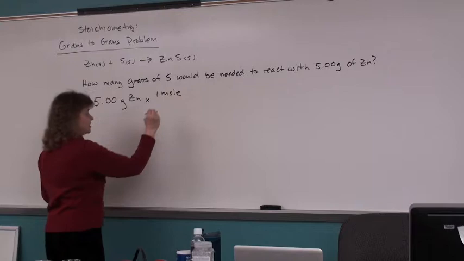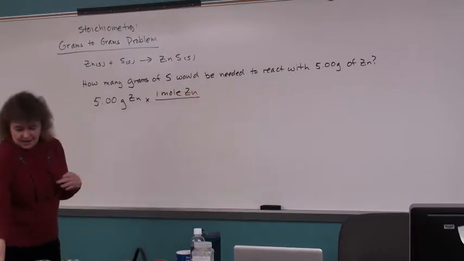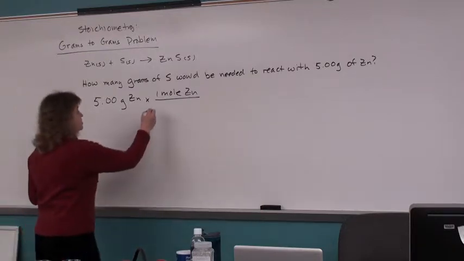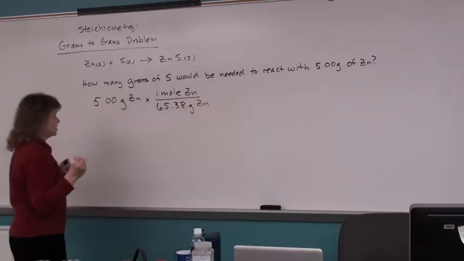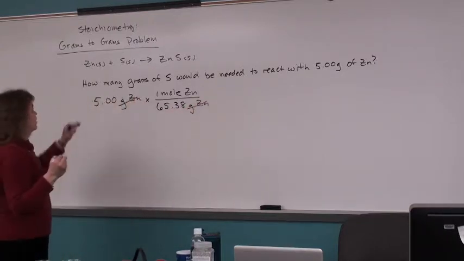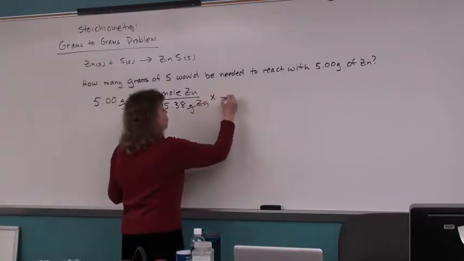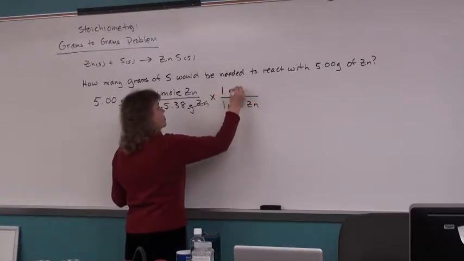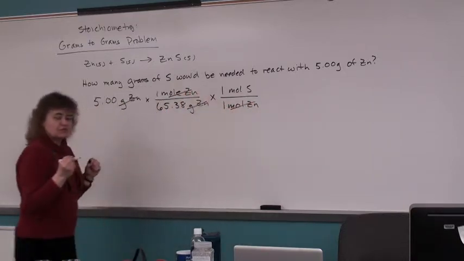So we'll say 1 mole of zinc equals, and then we pick up our periodic table, and it says 65.38 grams. So 65.38 grams is the weight of 1 mole of zinc. So now units will cancel, and I've got moles of zinc. Then we know 1 mole of zinc requires 1 mole of sulfur, and we can show that as a mole ratio, that 1 mole of zinc requires 1 mole of sulfur. So now our moles of zinc cancel, and we have moles of sulfur.